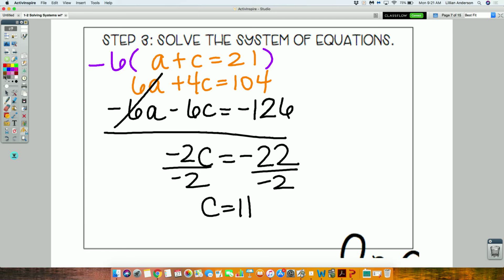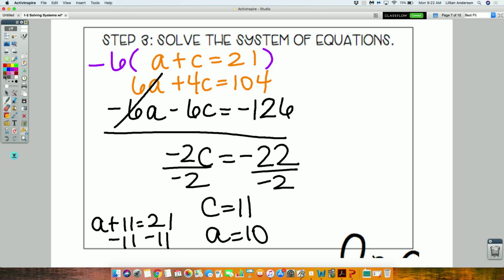So that lets us know that 11 represents what? C, the number of children's tickets that we sold. So then we just need to figure out our adult tickets, right? If we plug it back into the original first equation, that gives us A plus 11 equals 21. Subtract 11 from both sides, and A equals what? Can't you just do 21 minus 11? So A equals 10.